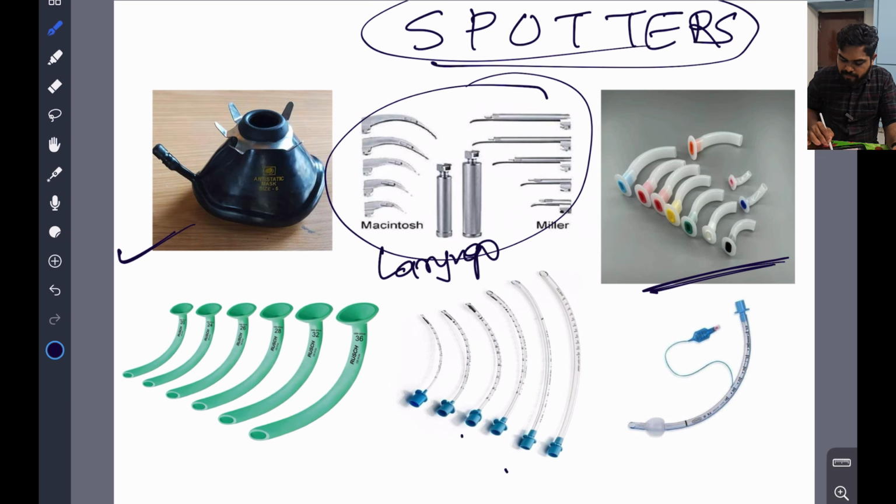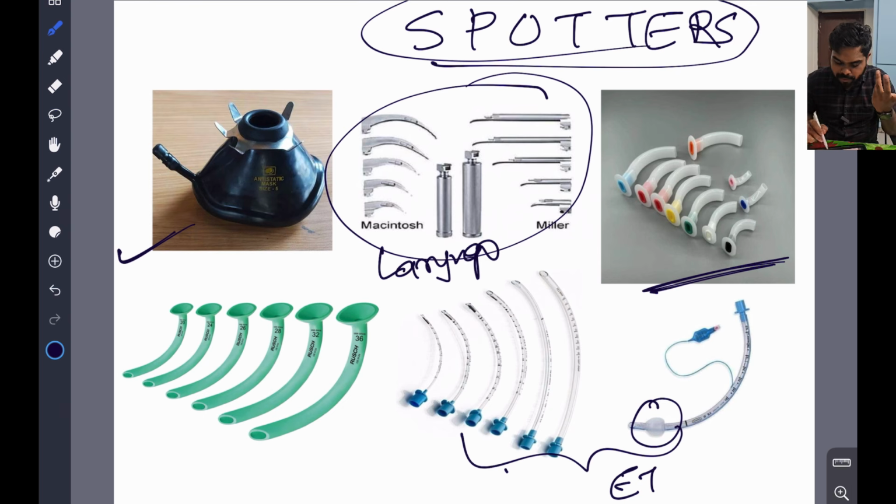What is this? Everyone knows these are ET tubes. Here there is some cuff. This is called a cuffed ET tube. There is no cuff, uncuffed ET tube. So you have to see the diagram.